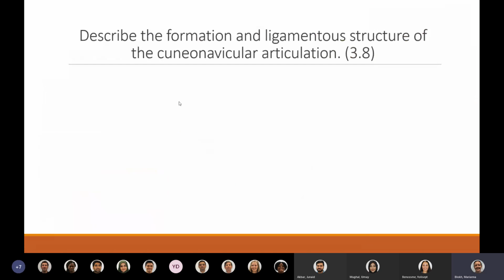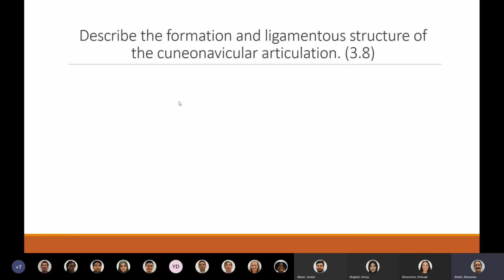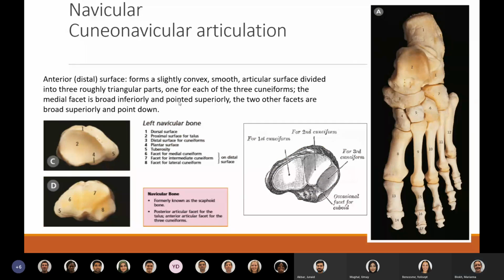So you could read about the navicular, but I'm just going to hit high points. Describe the formation. This is more of your study guide. I'm going to hit high points, but you're going to have to go in and review in detail. Formation, ligamentous structure of the cuneo-navicular articulation.